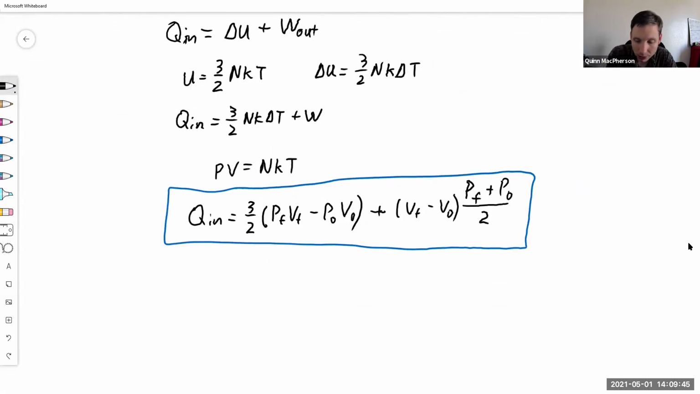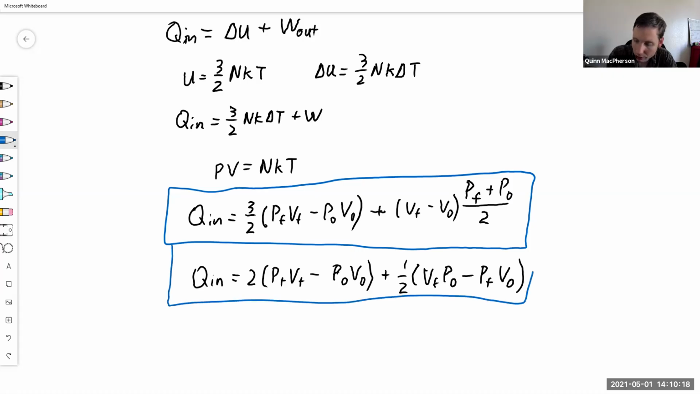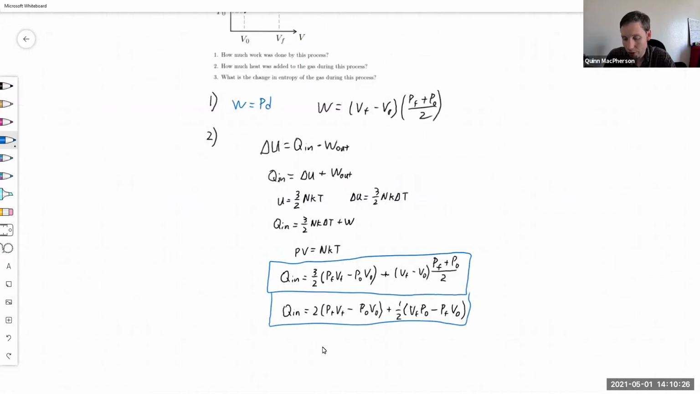If you do some algebraic manipulation, you can get this down to Q in is equal to 2 P final V final minus P initial V initial plus 1/2 V final P initial minus P final V initial. So that's an alternative way of writing the answer. Okay, so we basically have the Q in. So we found work, we found heat.